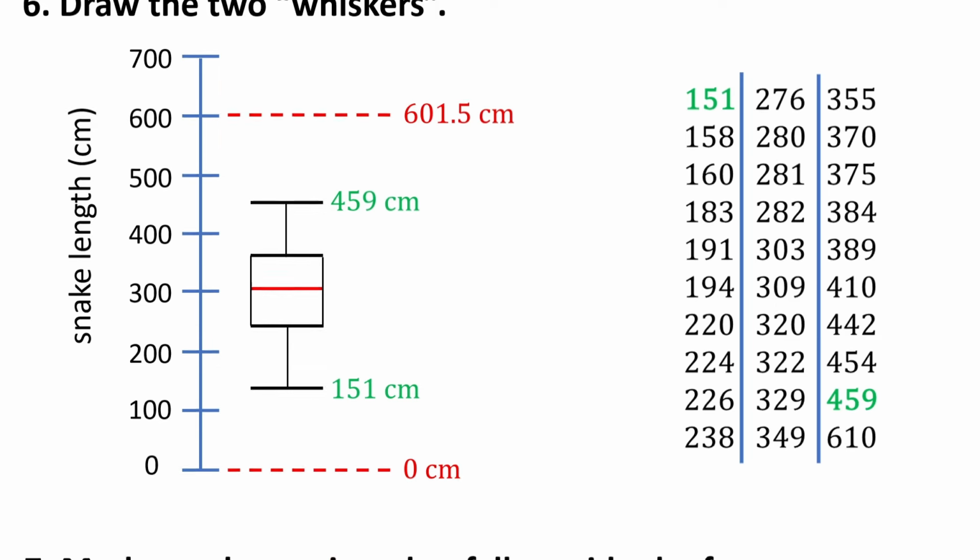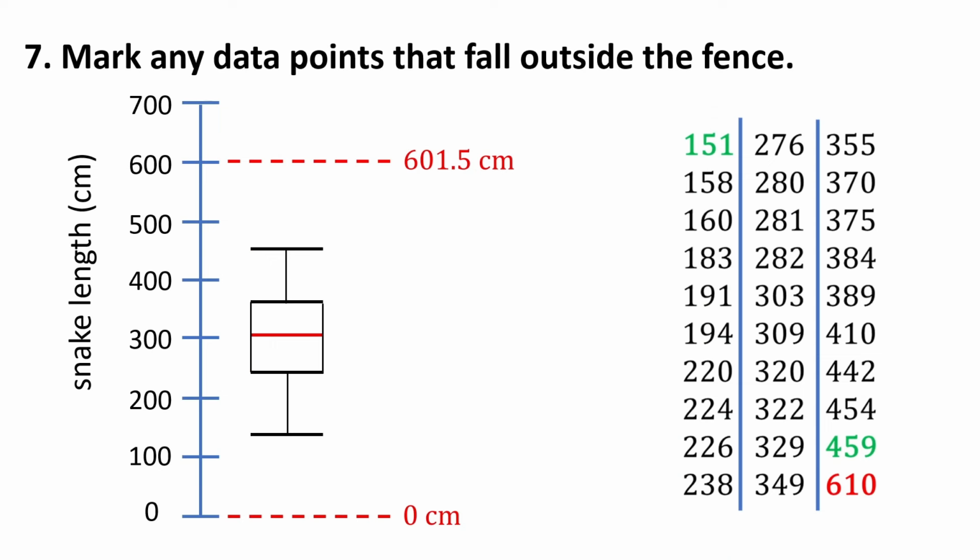Typically, the fences are not indicated when you draw the box plot. Let's see, did I forget something? Oh yes, one other thing. Why do we draw those fences in the first place? Well, we can use them to determine whether we have any outliers in our data. Outliers are points that are outside of the two fences. In this case, there are no small number outliers, no numbers below 0. But we have one big number outlier. We have 610 centimeters, which is above that upper fence. And so we're going to mark that as an outlier.